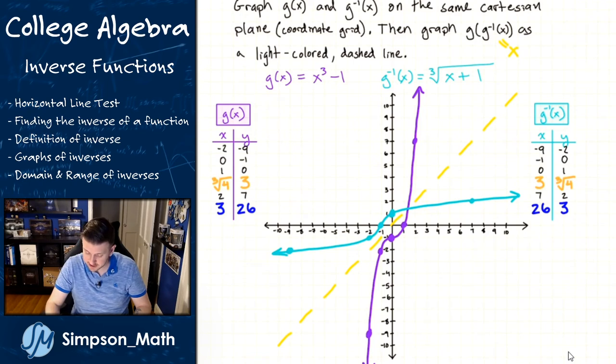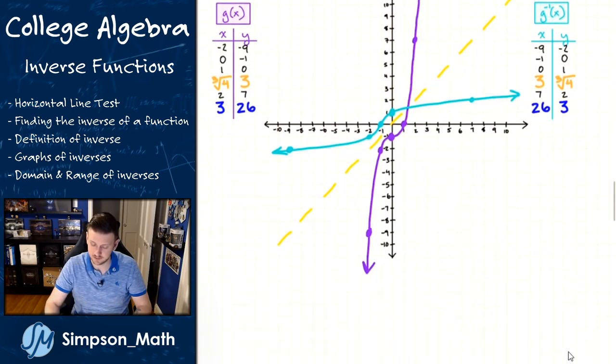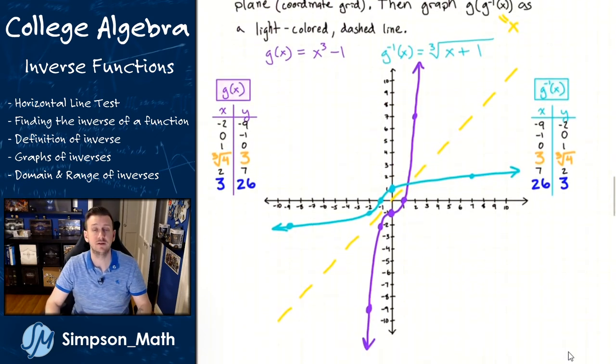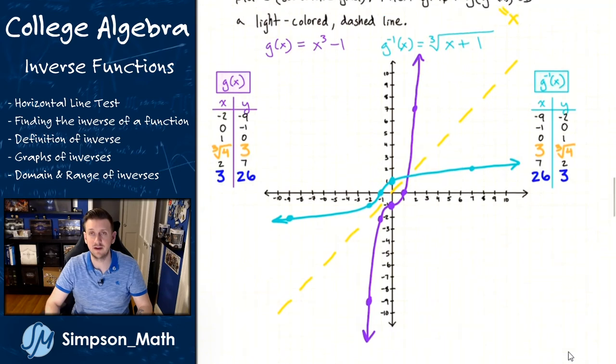If one of the functions touches this dotted line, the y equals x line, they will then intersect at that line. They could intersect in some other location potentially as well. But if they do cross that line, they do form an intersection. All right, so how about that? So this is an example of that graph.